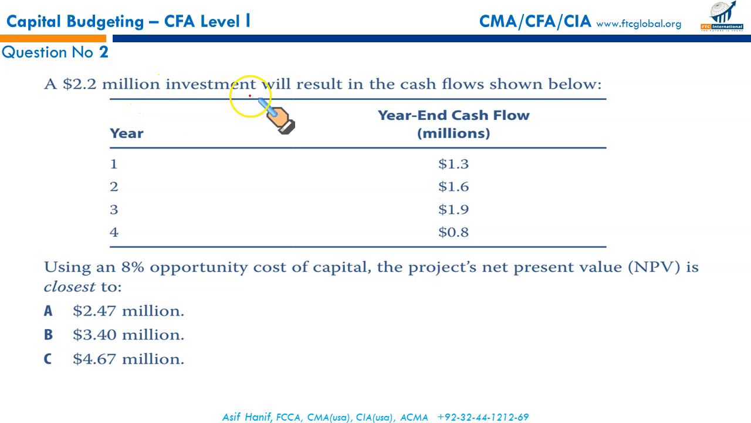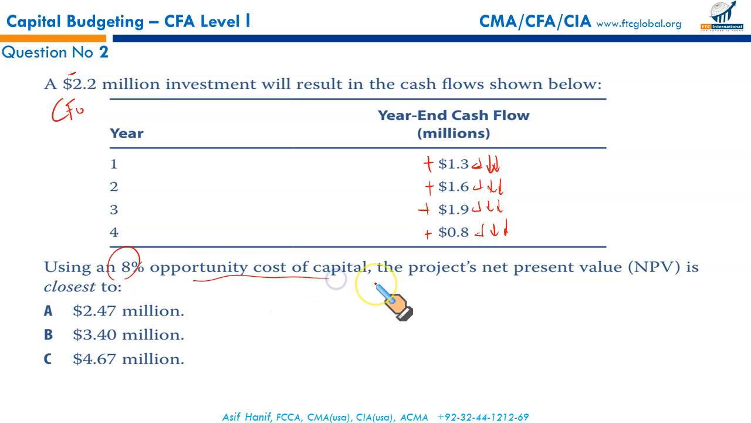A 2.2 million investment will result in the cash flows shown below. This is your initial investment, cash flow at year 0. It's negative 2.2 million. Then cash flow in year 1 is 1.3 million. Enter, down arrow key twice. 1.6 million at the end of year 2, 1.9 million at the end of year 3, and finally 0.8 million at the end of year 4. What are we required to calculate? Using 8% opportunity cost of capital, the project's net present value is to be calculated.